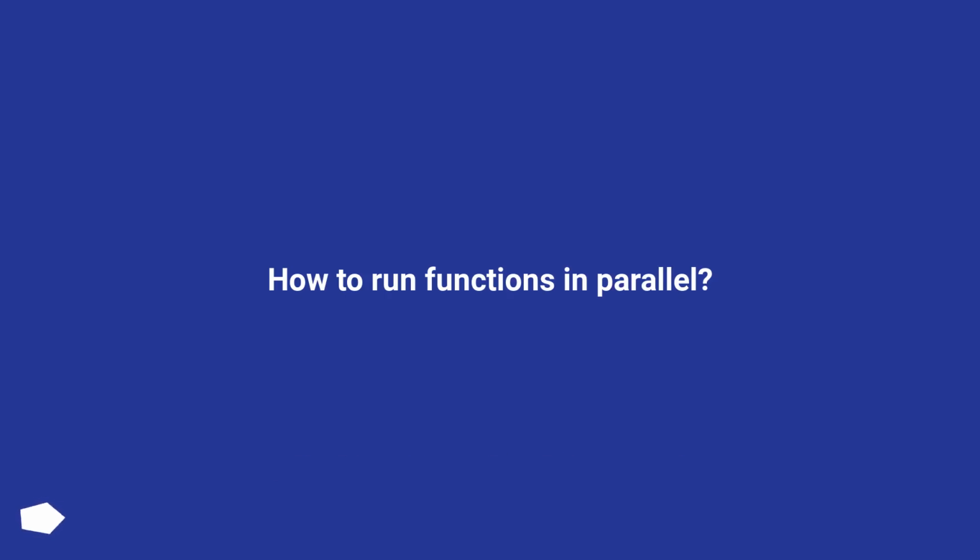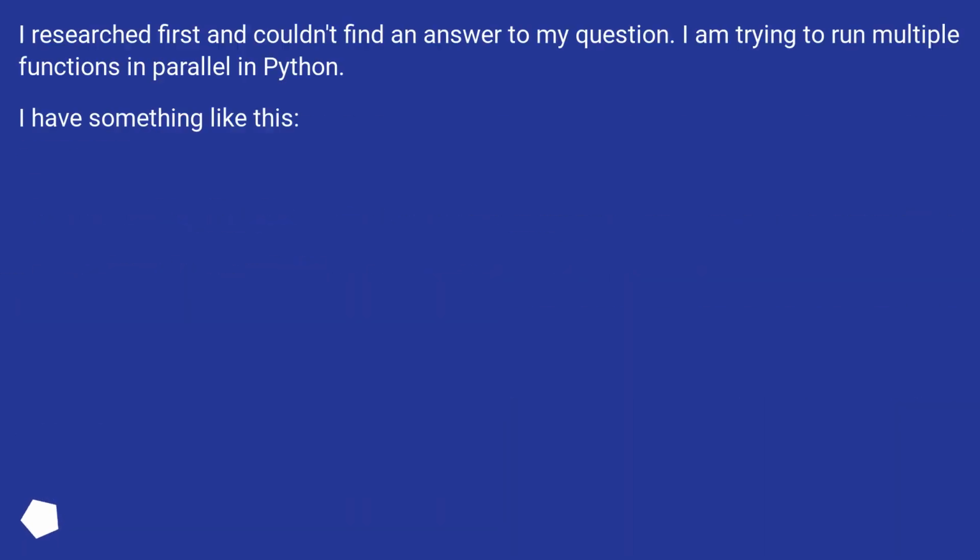How to run functions in parallel. I researched first and couldn't find an answer to my question. I am trying to run multiple functions in parallel in Python. I have something like this.